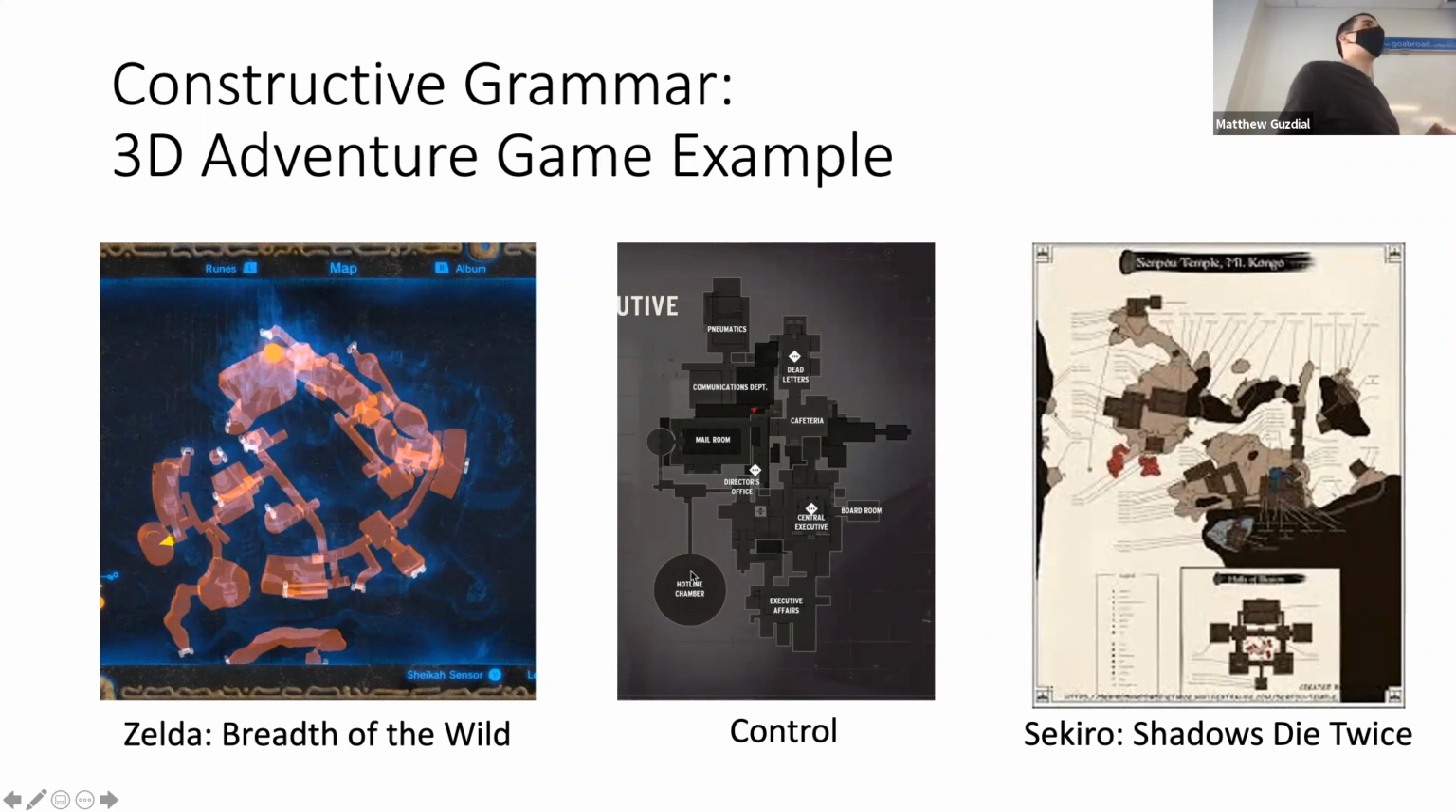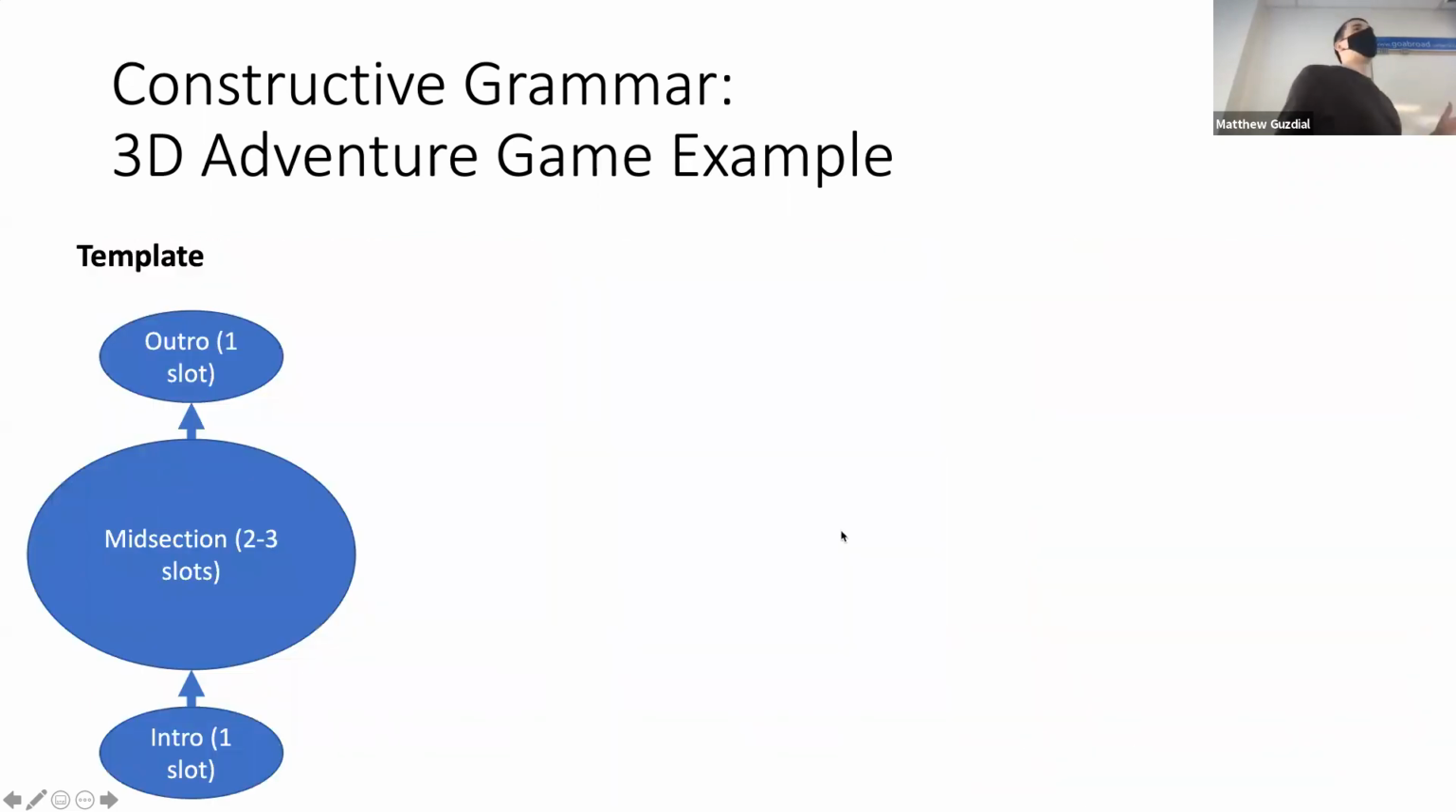Now, none of these maps were generated with PCG, though the first one and the third one did an initial pass with PCG, and then they used a human designer afterwards. This one was all human all the time. But let's imagine that all of them were fully PCG. In that case, we'd want something like this.